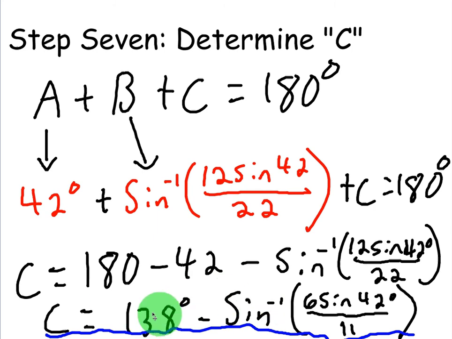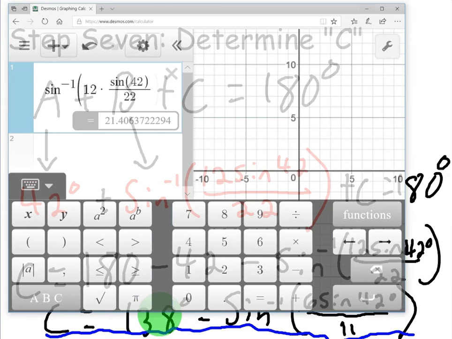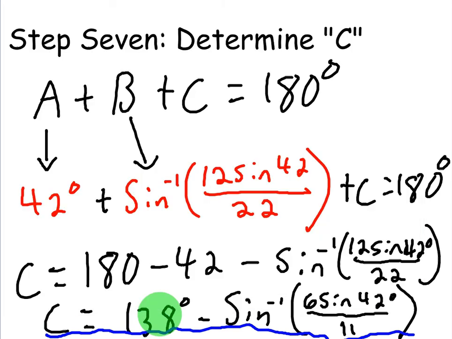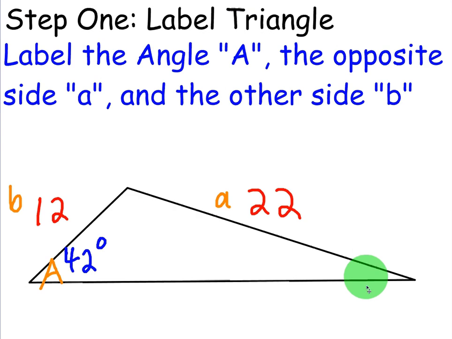Now, I can quickly go back in and plug this into my calculator and just do 138 on the outside of this minus whatever that is. Okay, and that will give me 116.6 if we round to the nearest tenth. So that tells me that this angle right here is 116.6. That solves for my angles. Now I just have to solve for little c.